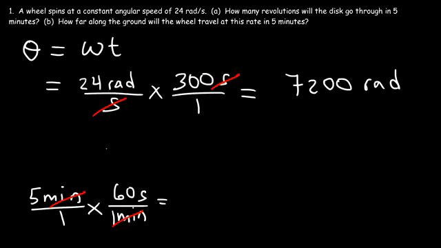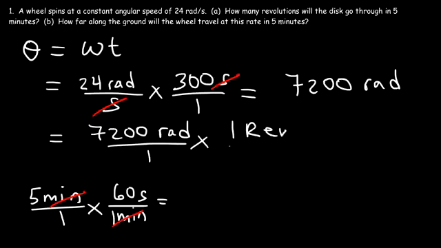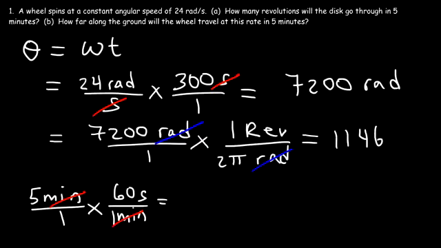Now we need to convert this angle to revolutions. So what you need to know is that 1 revolution is equal to 2 pi radians. 2 pi radians is 360 degrees, and that represents a full circle. So take 7,200 and divide it by 2 pi, or 6.28, and you should get 1,146 revolutions.